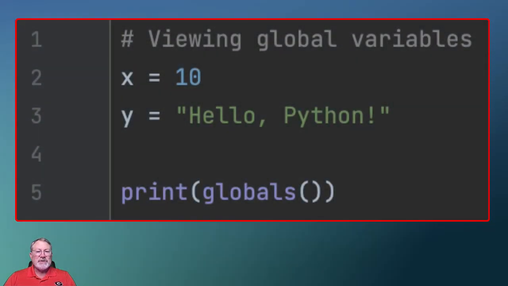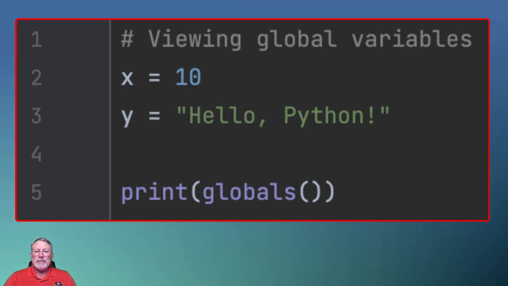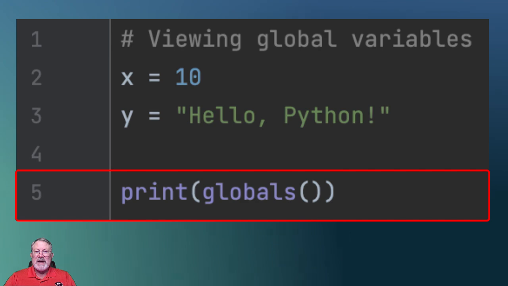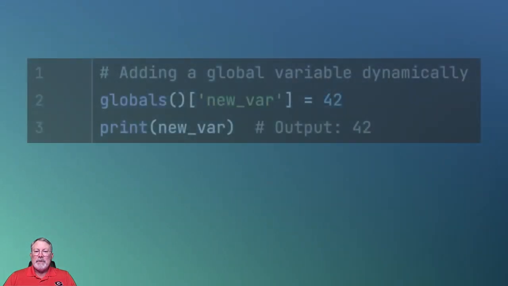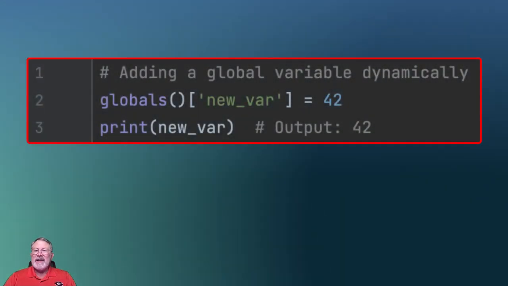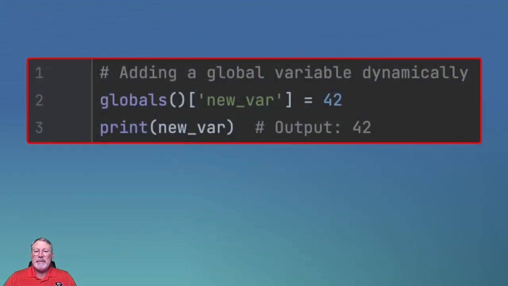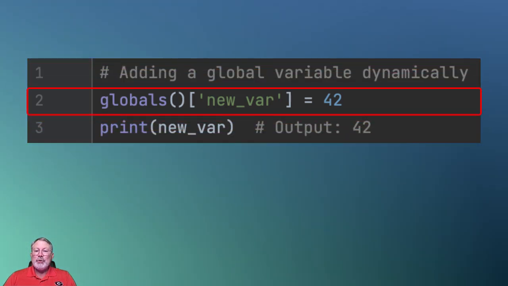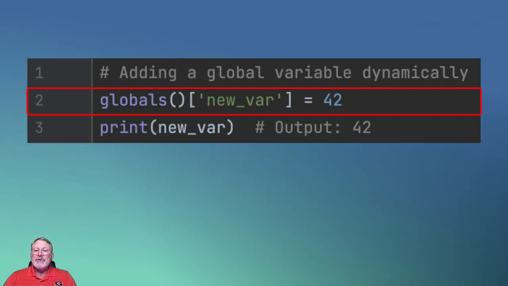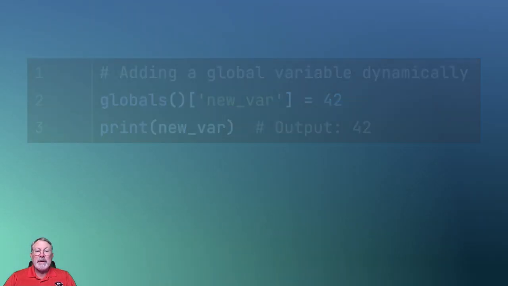Let's start with a simple example, viewing all global variables in the current module. Here, globals returns a dictionary containing X and Y, along with other built-in or predefined globals. You can use globals to dynamically add variables to the global namespace. In this example, we add new var to the global namespace at runtime using the globals dictionary.